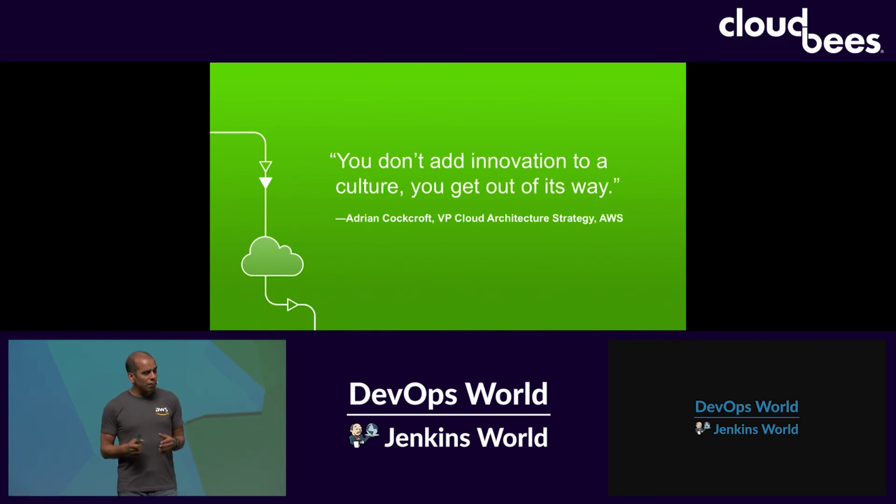The last part that I want to briefly talk about here is culture. And I'm very excited that I report to Adrian Cockcroft at Amazon. He is such an awesome person. But here's the quote that he made, essentially. Now, one of the things that customers ask me all the time is, how do you innovate at Amazon? How do I inject innovation in my company? How do I inject innovation in my culture?